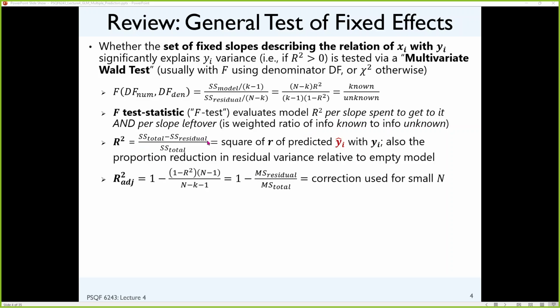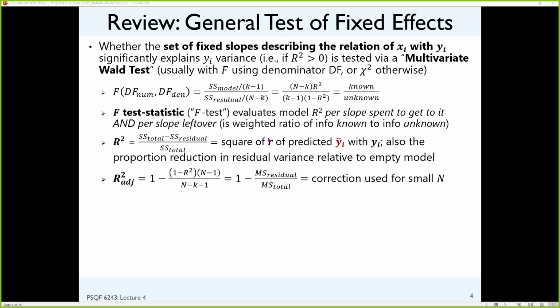R² then is computed this way. So it's computed this way to ensure it stays positive by using sums of squares. It is the square of the correlation between y and y hat. You can also think of it as the proportion reduction in the variance relative to an empty model.